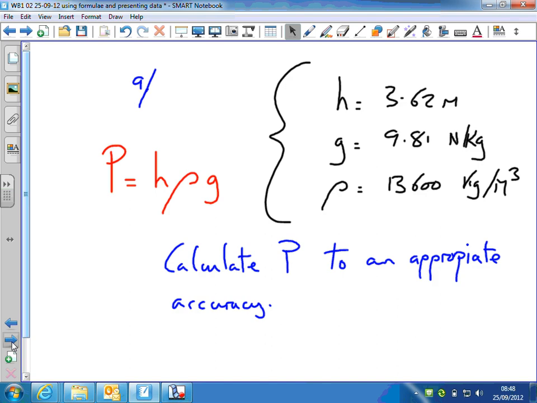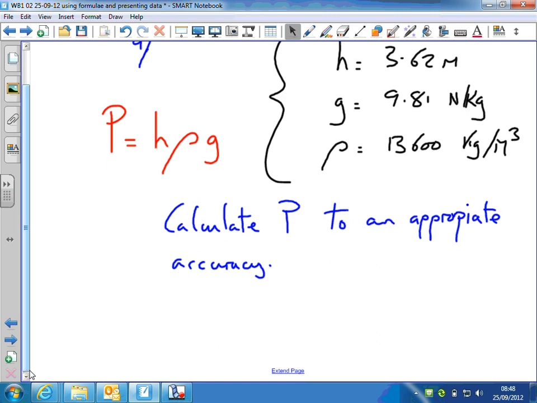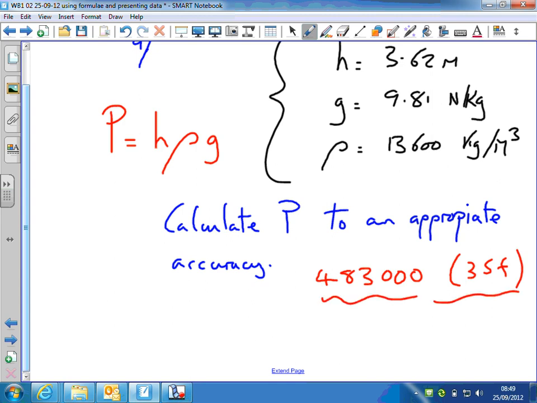And the last one, number 9. We do the calculation to an appropriate accuracy. And as you borrowed my calculator, what did you get? 480,000. 83,000. Yeah? And did you add at the end 3 significant figures? Well done. If that's what you wrote, then you get the mark. So the appropriate accuracy is 3 significant figures.